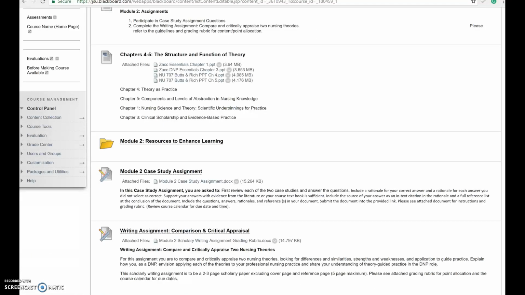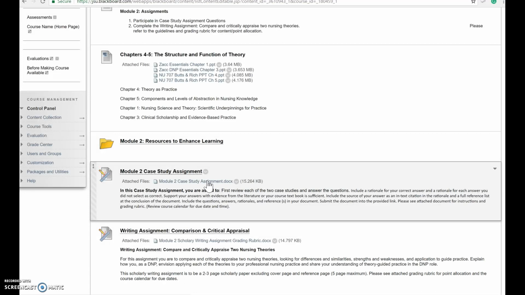But first, let's look at the Module 2 case study assignment, and I'll go over that a little bit with you so that maybe you'll understand it more. In the case study assignment, you've got two case studies that you're going to be looking at, and there are some questions associated with them. You're going to review each of the case studies and answer the questions.